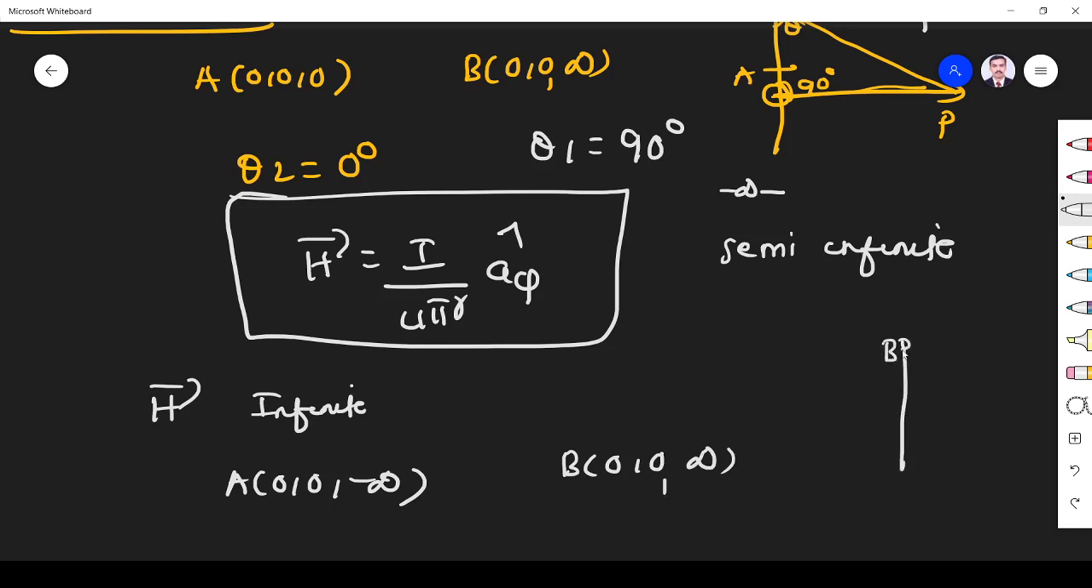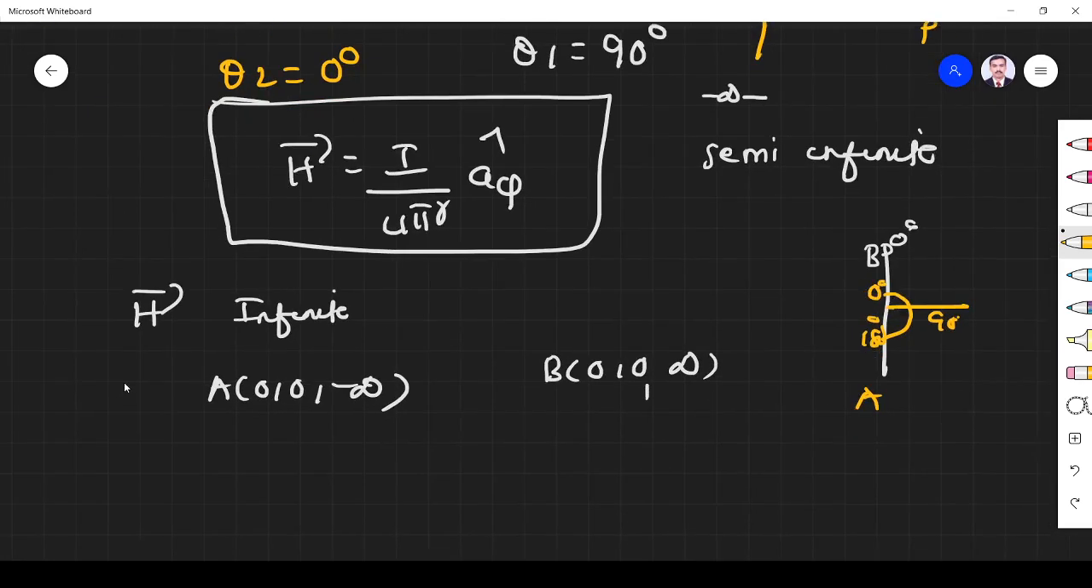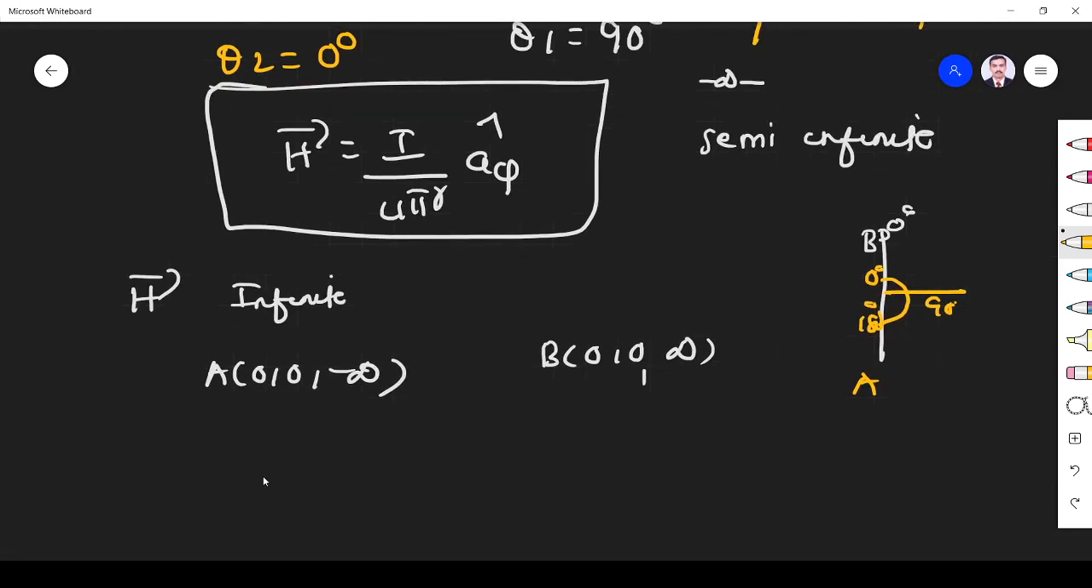So here the angle is 0 degrees. What is the angle at A? Exactly opposite. It starts from 0, and the max here is 180 degrees. This is 90 degrees, we know that. So now theta 2 is 0, theta 1 is 180 degrees.